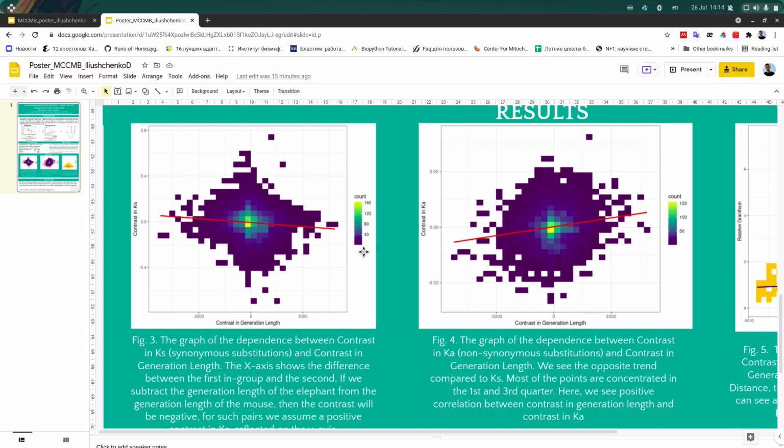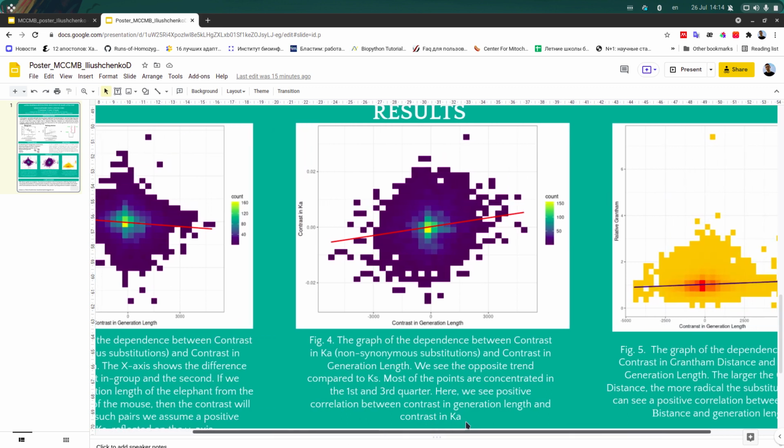We see these dots in our plot in the second quarter. If we do the opposite subtraction and subtract the mouse's generation length from the elephant's, we will get a positive contrast in generation length and a negative contrast in KS. Most points should be in the second or the fourth quarter. If we connect them, we will get a negative correlation. When calculating such contrast for each pair, we will get this plot.